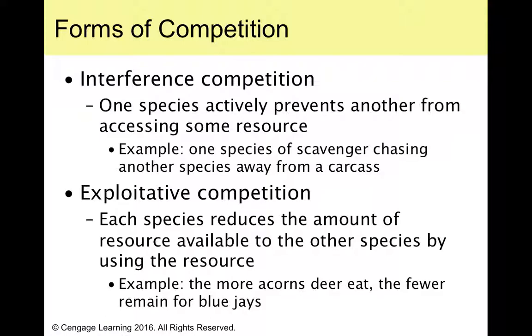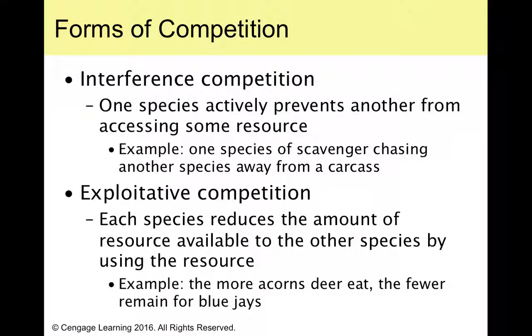The other way to compete is what's called exploitative. Each species reduces the amount of resources available by using the resource. And so you don't always have to chase them away. For example, deer don't chase away blue jays, but deer eat acorns that fall to the ground, and blue jays eat acorns that fall to the ground. So the deer population is very large, and they're eating many, many acorns. The blue jays do not have access to very many acorns.